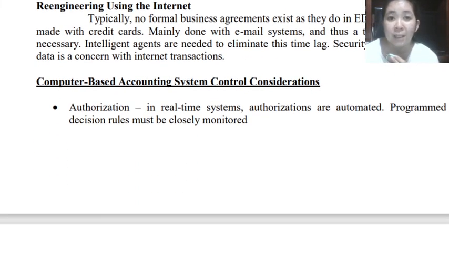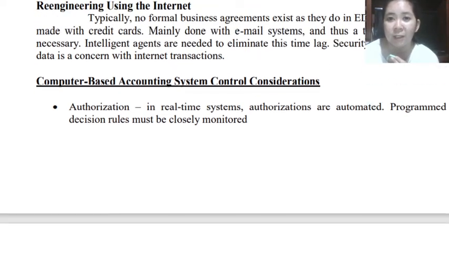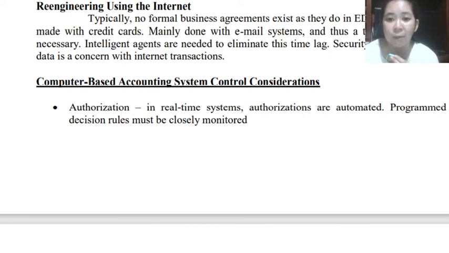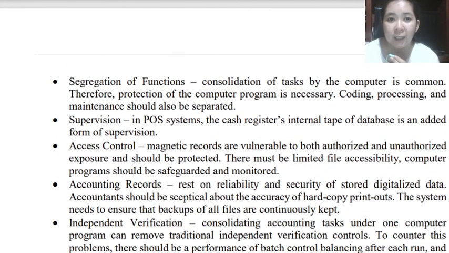For the computer-based accounting system control considerations, of course we must always remember authorization. So in a real-time system, authorizations are automated. Program decision rules must therefore be closely monitored, because in this case, most of the transactions don't need human intervention or interaction. Segregation of functions. So here, consolidation of tasks by the computer is common. Therefore, protection of the computer program is necessary. So the coding, processing, and maintenance should be separated among different employees.